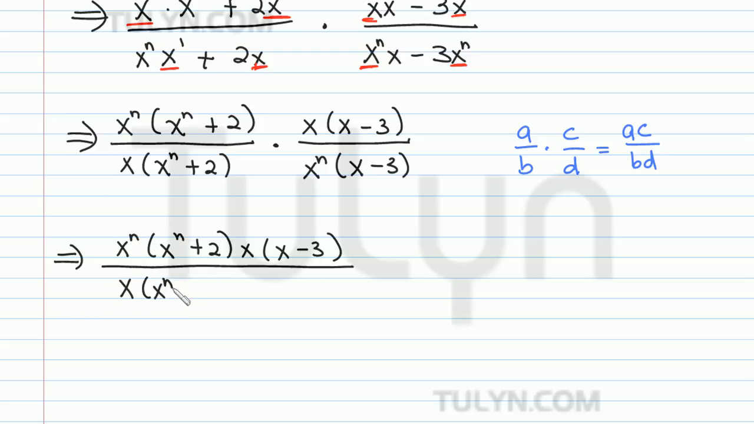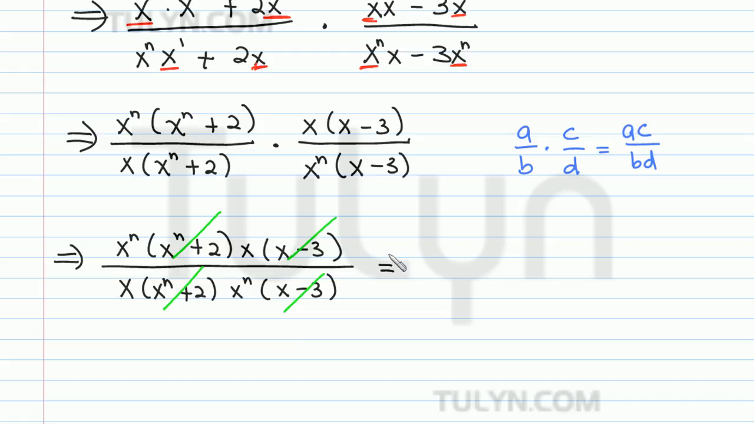over (x^n plus 2) times x^n times (x minus 3). And so now these are all related by products. We're multiplying everything in the numerator together and everything in the denominator together, so we can start canceling things out. So there's an x^n plus 2 on the top and on the bottom, and an x minus 3 on the top and on the bottom that we can cancel out.